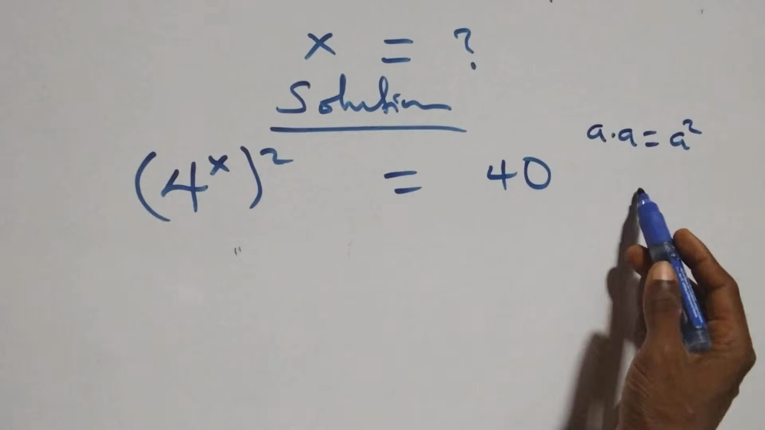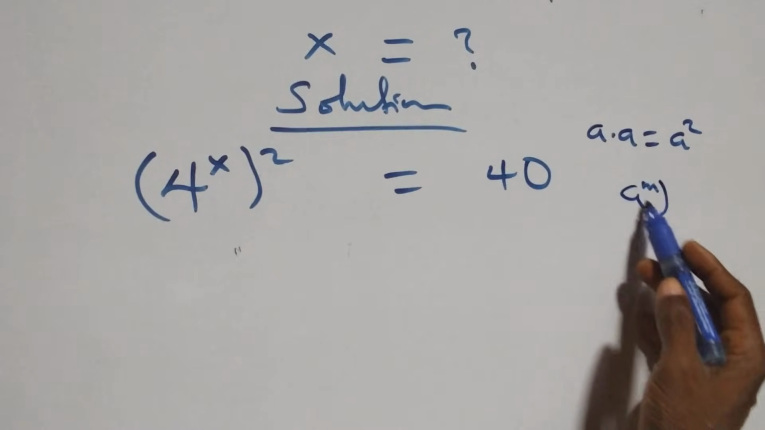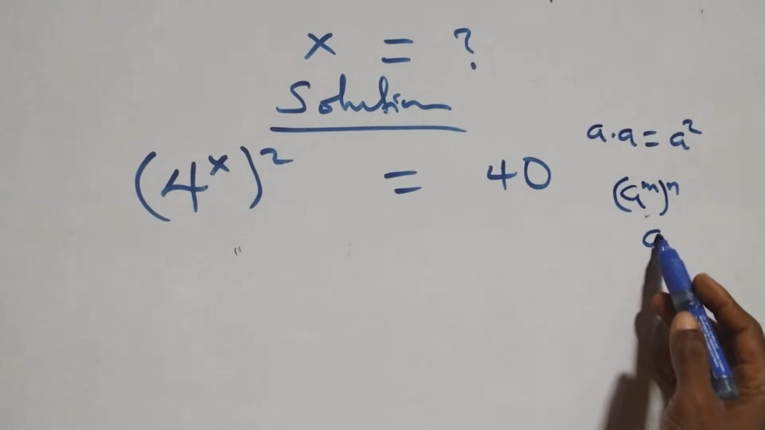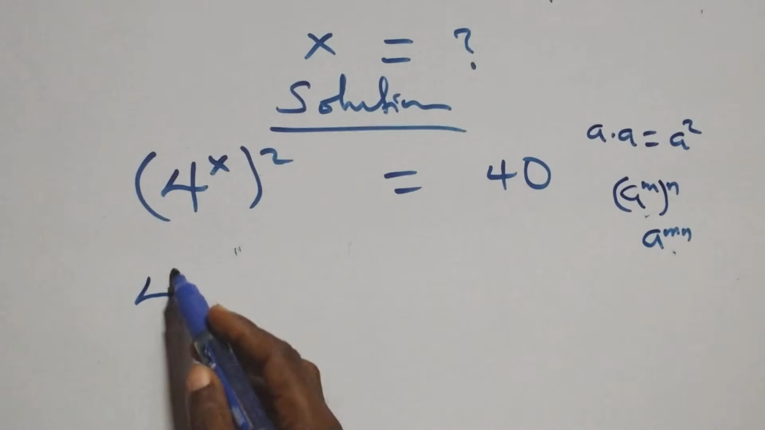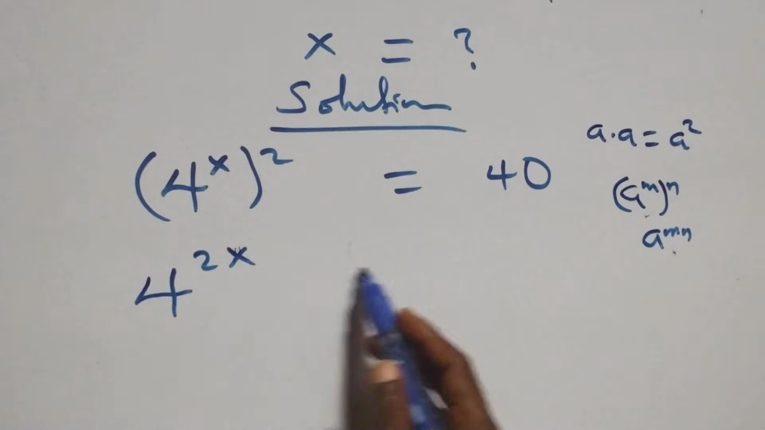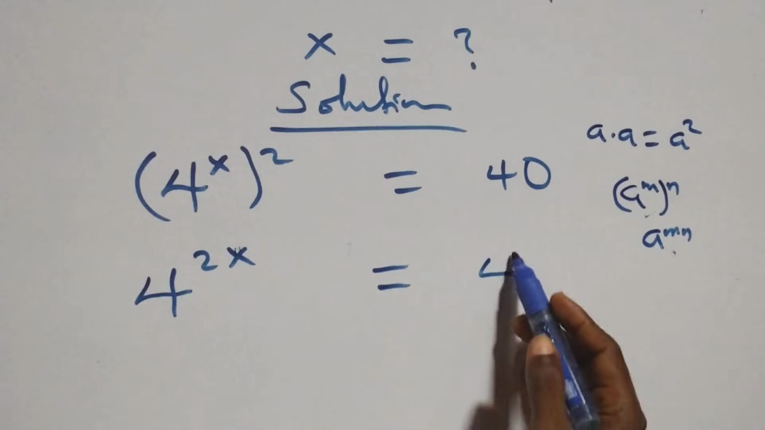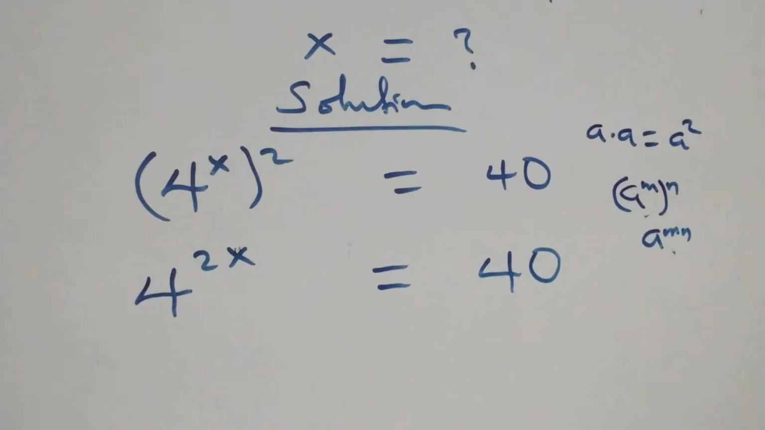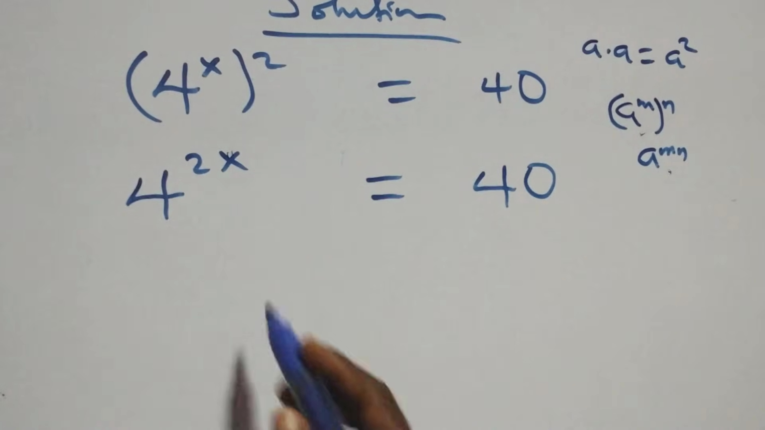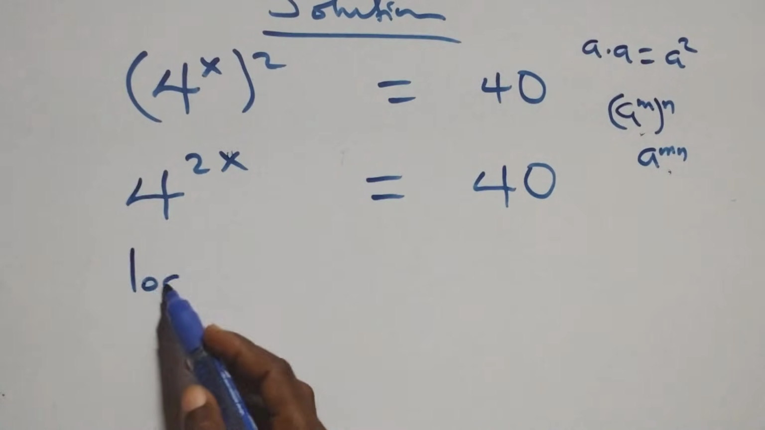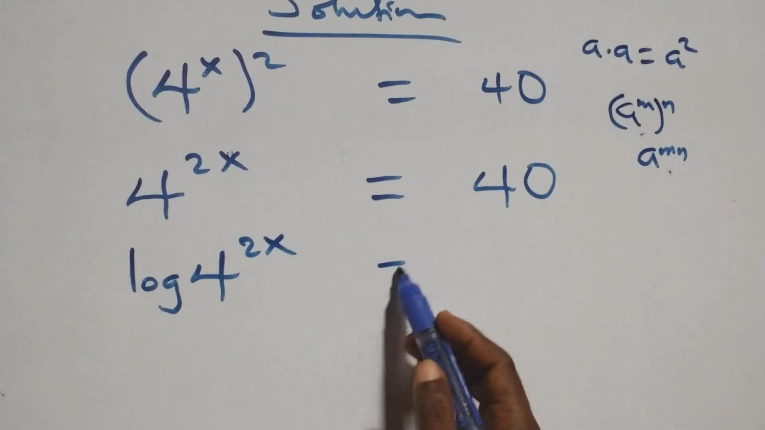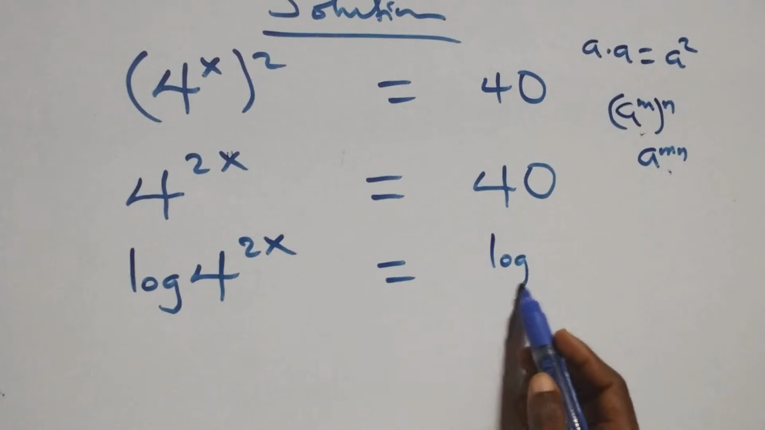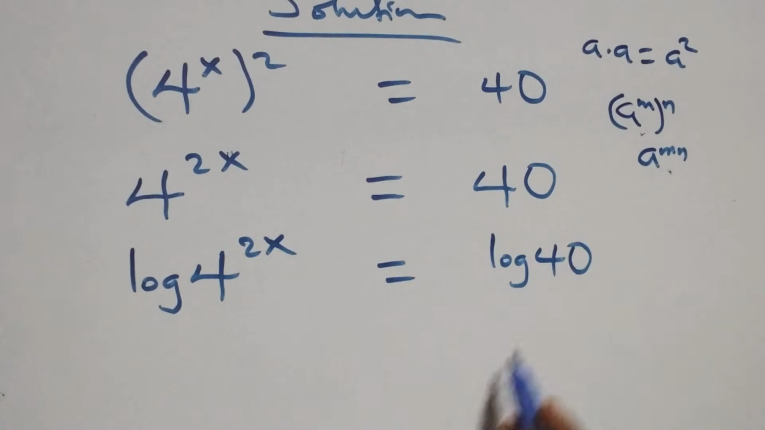Also, this follows when we have a raised to power m raised to power n, the same thing as a raised to power mn. The powers multiply. We have 4 raised to power 2x equals 40 from here. Next step, take the log on both sides. Here we have log 4 raised to power 2x equals log 40 on this side.